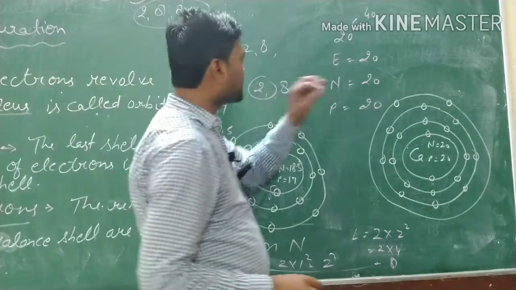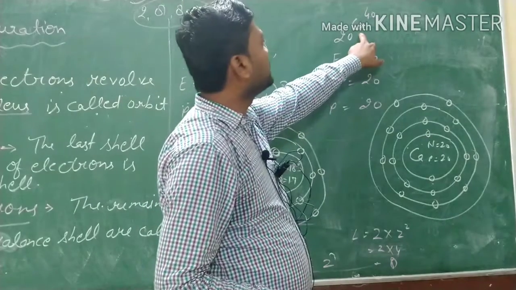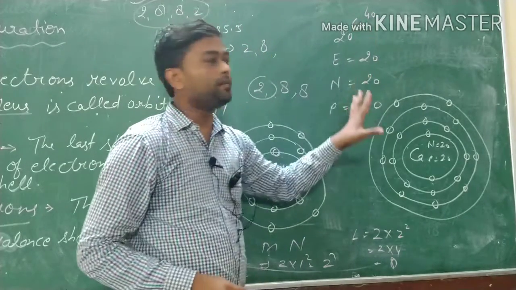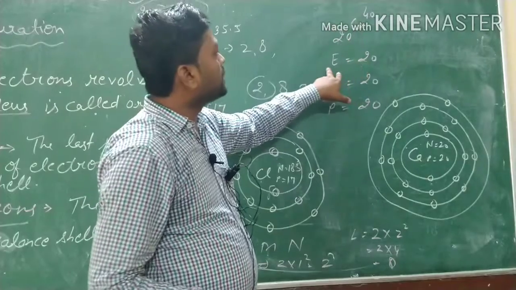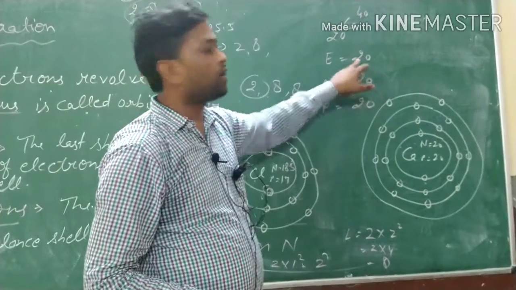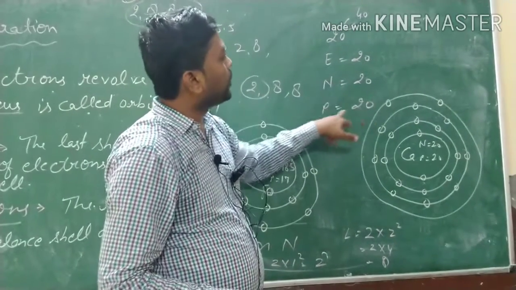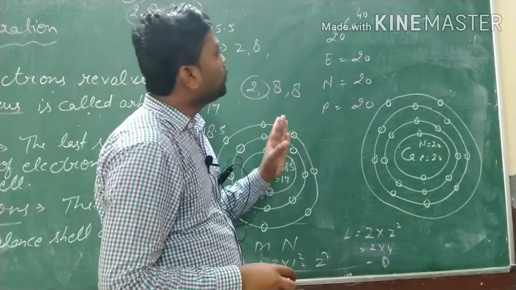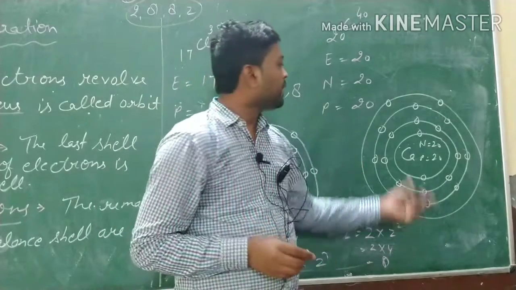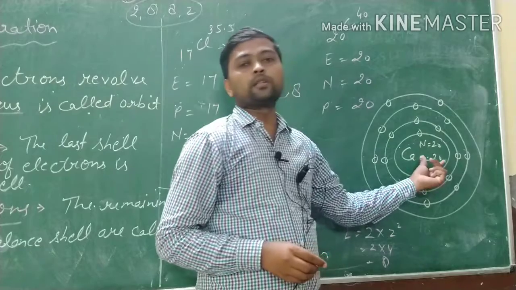Next, come to the next. This is Ca. Ca means calcium. In this, you will see that there are 20 electrons, 20 neutrons, and 20 protons. So neutrons and protons, where will they be present? They will be present in the nucleus.